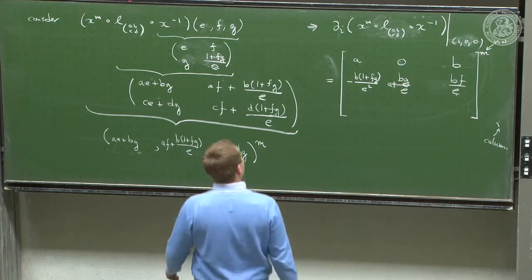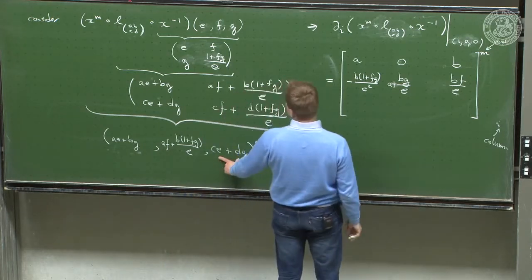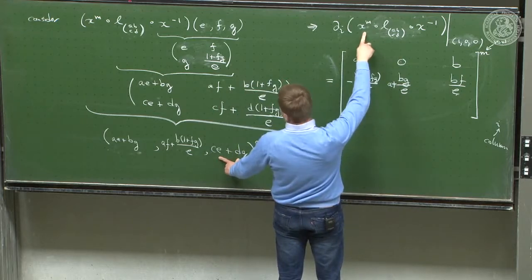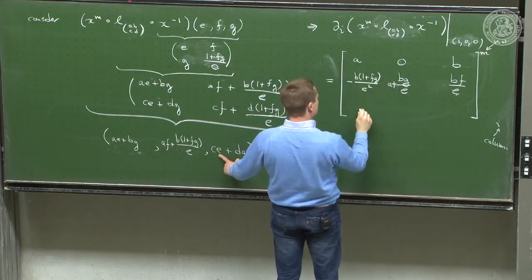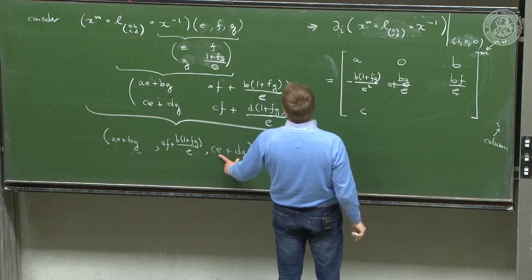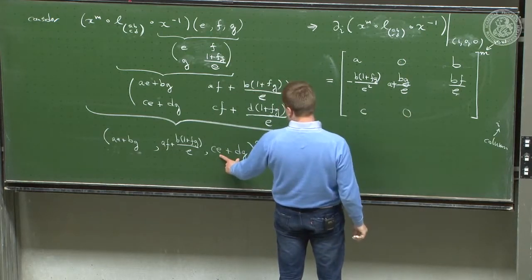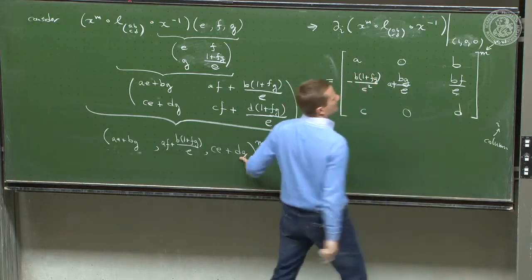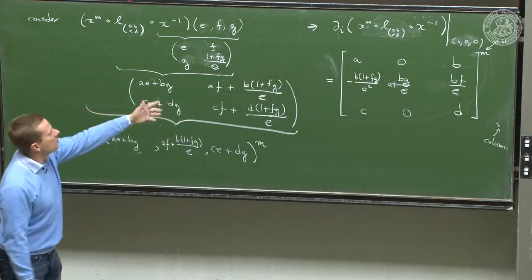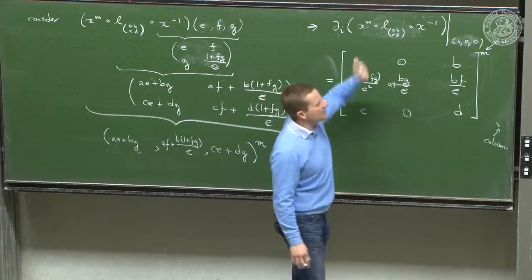So it's this, and now we take the third one, that is this one. We derive it with respect to the E, that's a C. We derive with respect to F, that's nothing, 0. And we derive with respect to G is a D. So we calculated all these numbers for every I and every M.